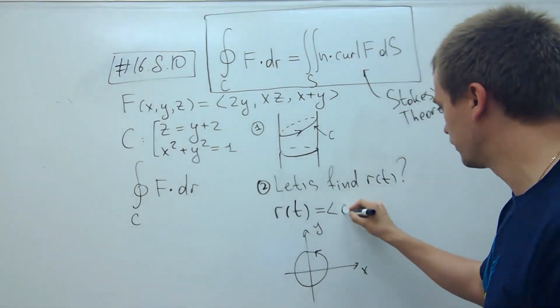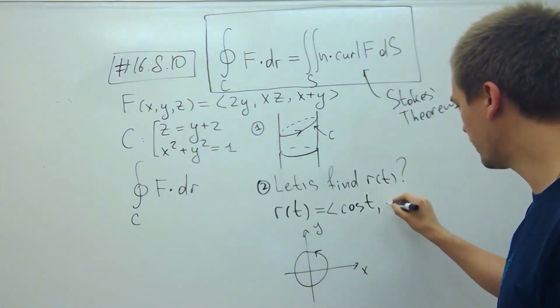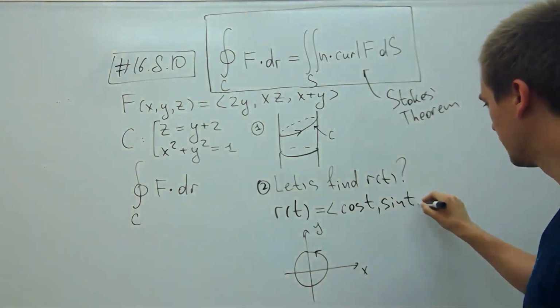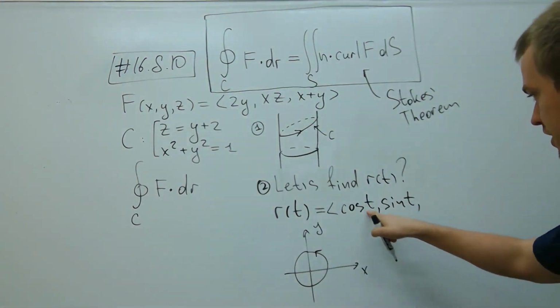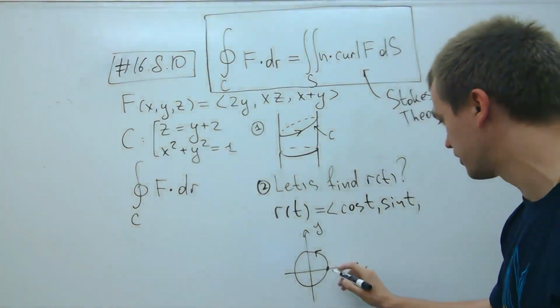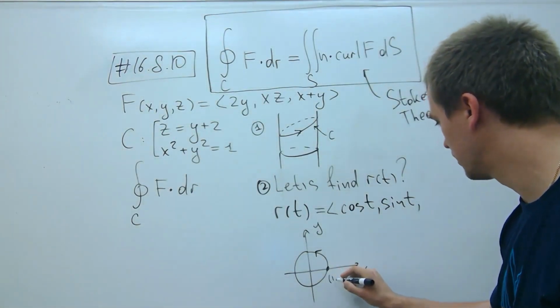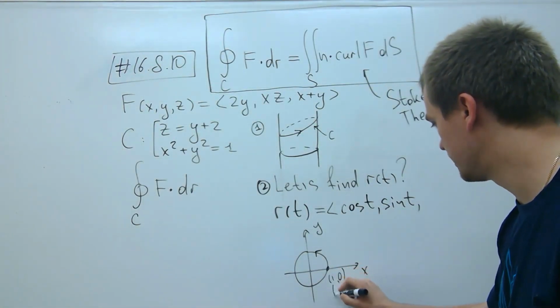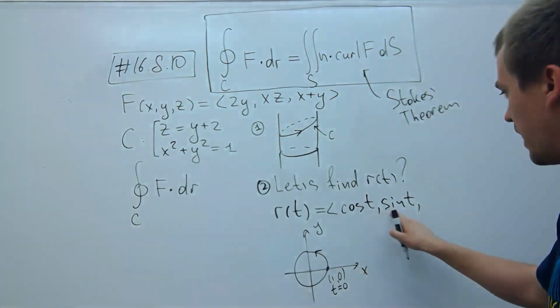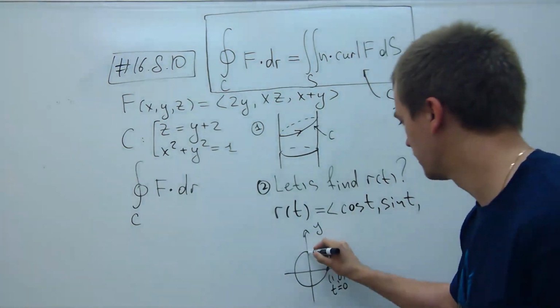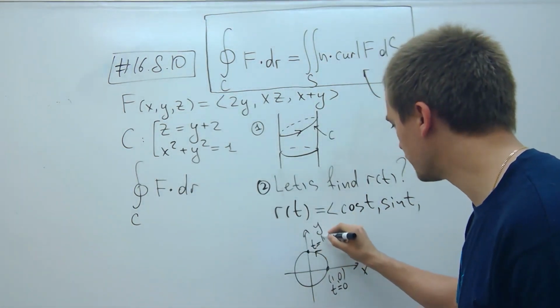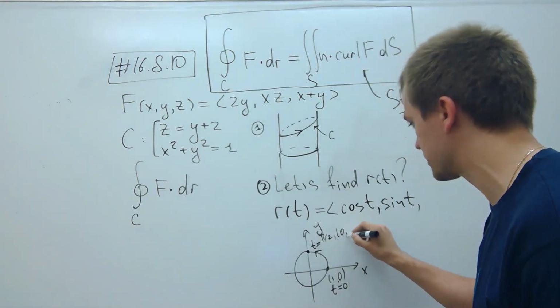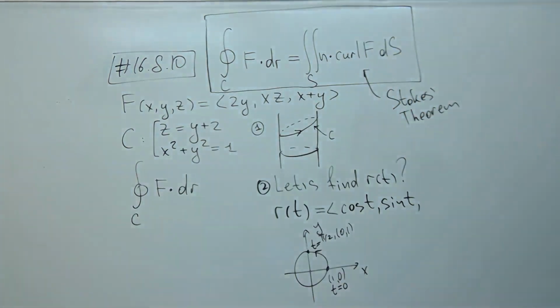So for your x component, you want to have cosine t. For your y component, you want to have sine t. Because when t equals 0, you will get the point (1, 0). And when t equals pi over 2, you will get (0, 1). Every time you choose an orientation, try to double check it, because sometimes people tend to make mistakes, so make sure that you choose the right orientation.